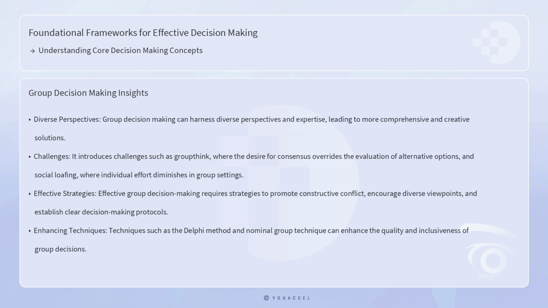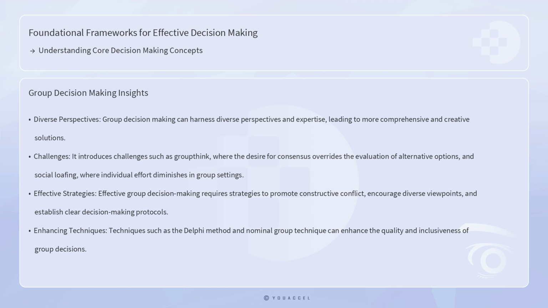Group decision-making is another critical area that influences the dynamics and outcomes of decision processes. Group decision-making can harness diverse perspectives and expertise, leading to more comprehensive and creative solutions. However, it also introduces challenges such as groupthink, where the desire for consensus overrides the evaluation of alternative options, and social loafing, where individual effort diminishes in group settings.